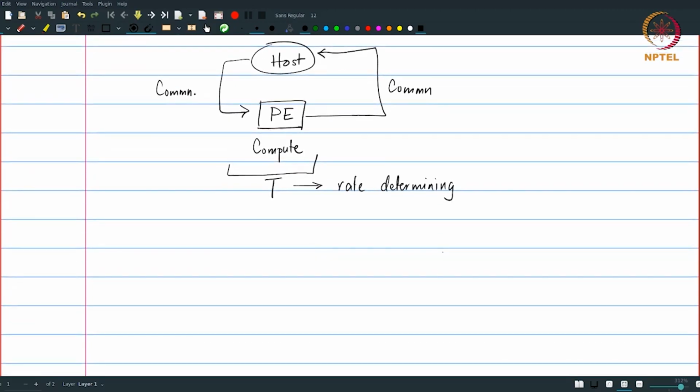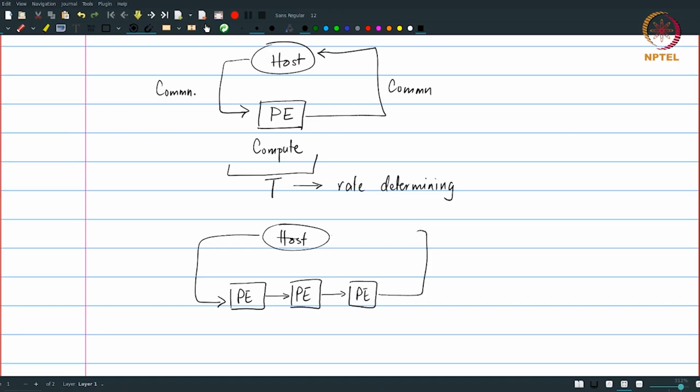Now, what if we were instead able to break up our computation such that I would communicate the data to a processing element, which would do a small amount of work, that in turn would pass on the information to another processing element, and so on. And finally, after the entire computation has been completed, we get the data back to the host.